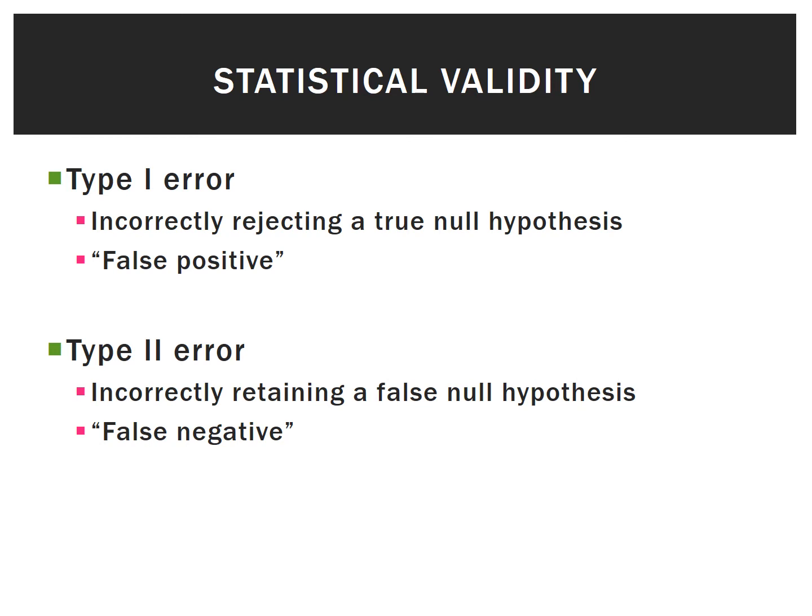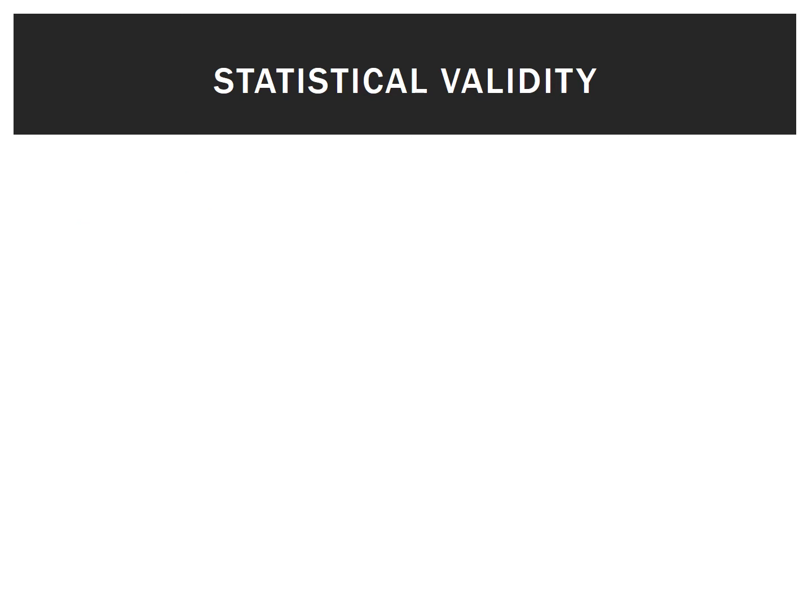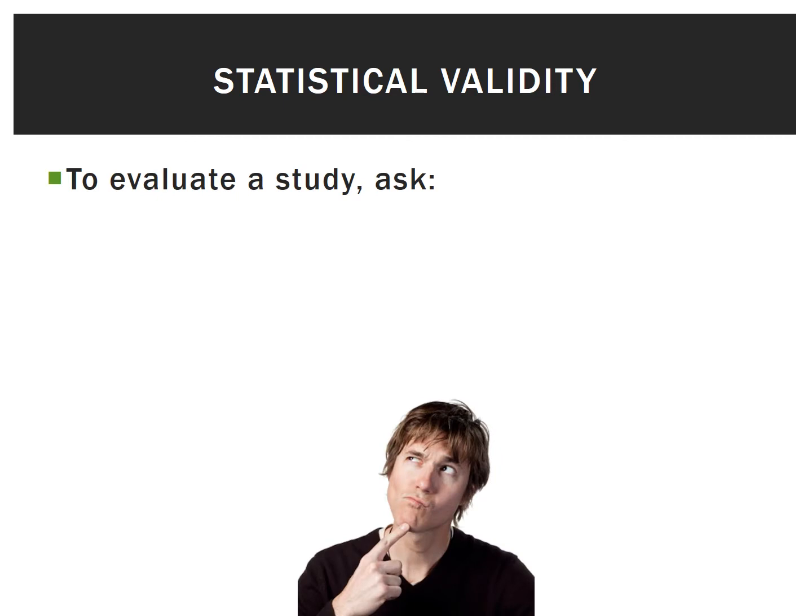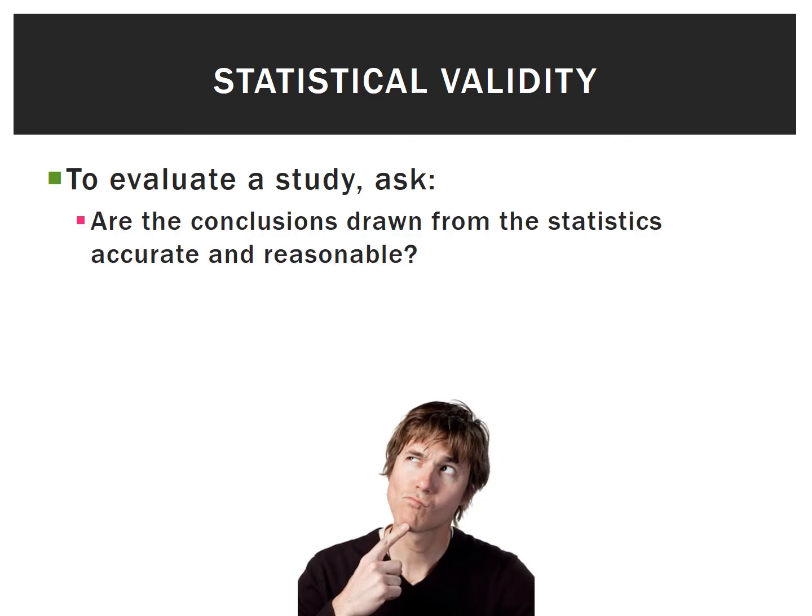So that's part of the purpose of statistical validity, to assess what the chances are of making one of these two kinds of errors. With statistical validity, you are asking a couple of main questions to assess the validity of your study. Are the conclusions that you're drawing from the statistics accurate and reasonable? Is p less than 0.05 for these findings?